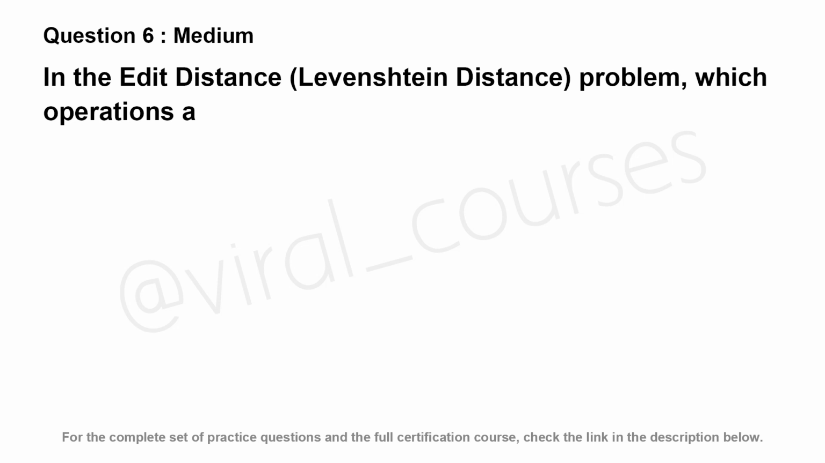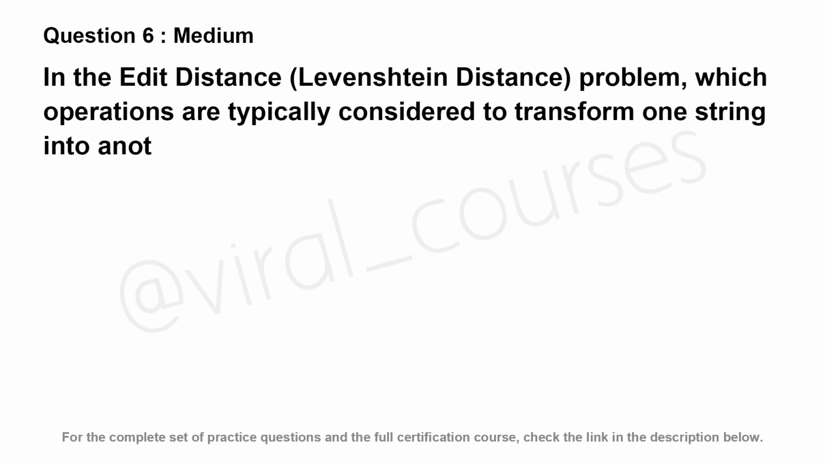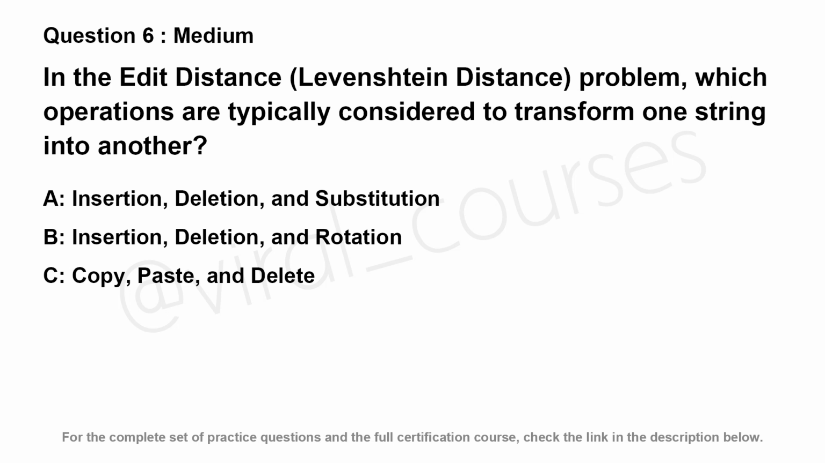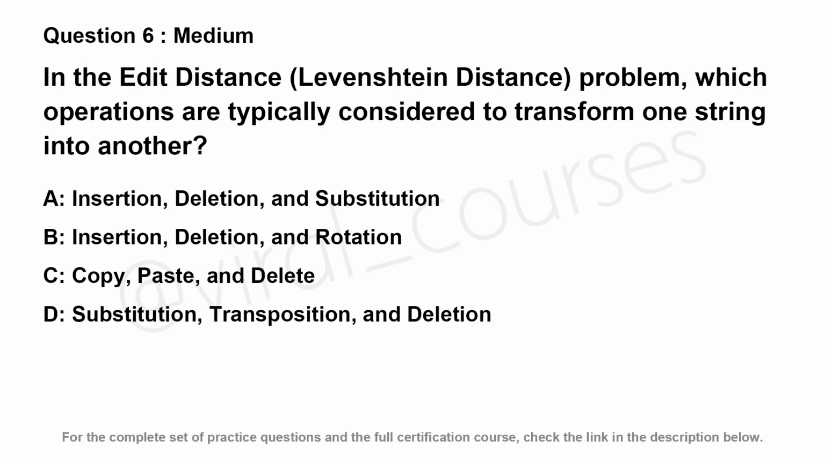In the edit distance, Levenshtein distance problem, which operations are typically considered to transform one string into another? Option A, insertion, deletion, and substitution. Option B, insertion, deletion, and rotation. Option C, copy, paste, and delete. Option D, substitution, transposition, and deletion.